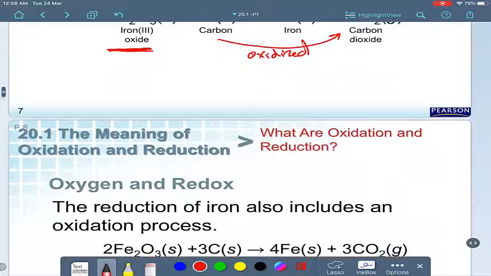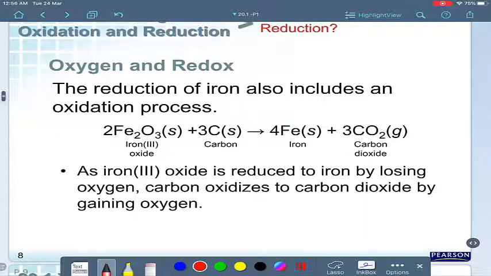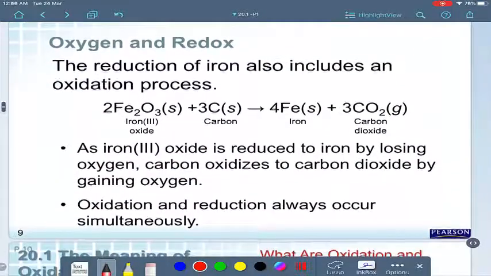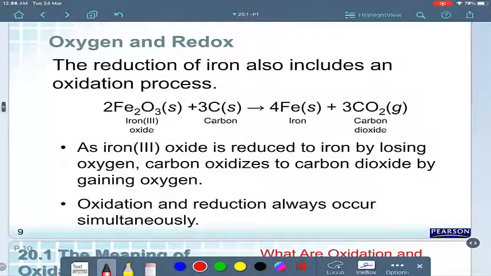No oxidation alone, no reduction alone. So from this reaction we got that iron 3 oxide is reduced to iron by losing oxygen, and carbon is oxidized to carbon dioxide by gaining oxygen. So we can say this process included in this reaction: iron 3 oxide reduced and carbon oxidized. It means oxidation and reduction always happen at the same time, both of them.